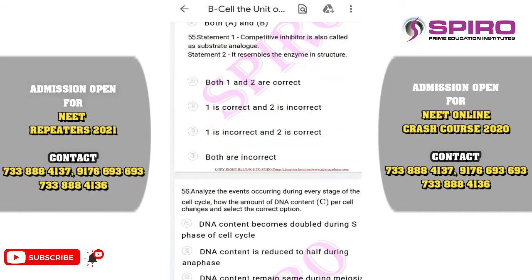Statement 1. Competitive inhibitor is also called a substrate analog. Yes, because the inhibitor is just resembling the substrate, right? Yes. Second statement, it resembles the enzyme. You should remember one thing, it is not the enzyme, dear students. It is going to resemble the substrate. So statement 1 is correct and statement 2 is incorrect. So for question 55, option B is correct.